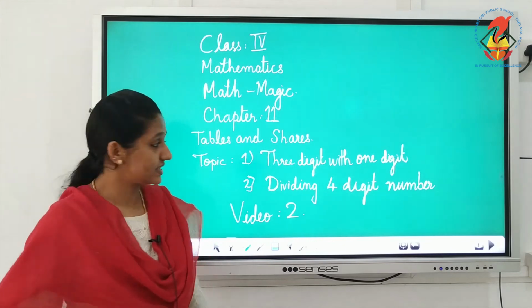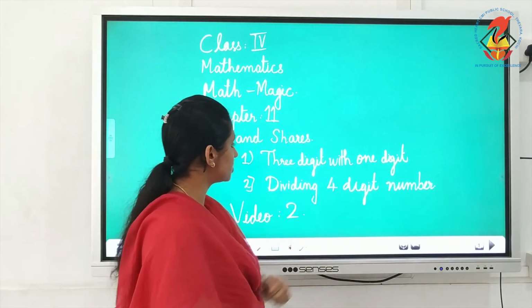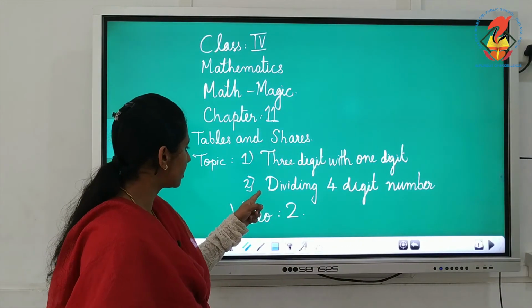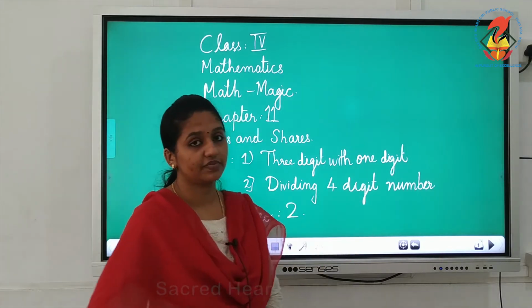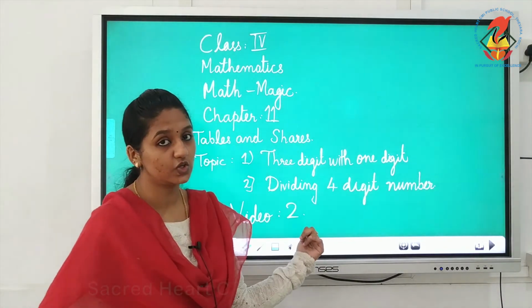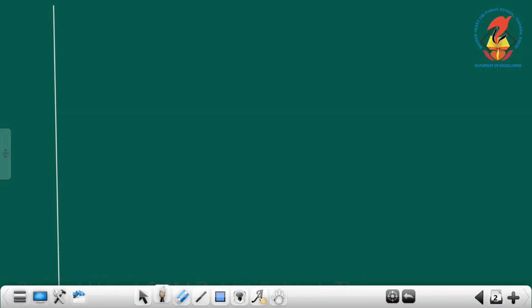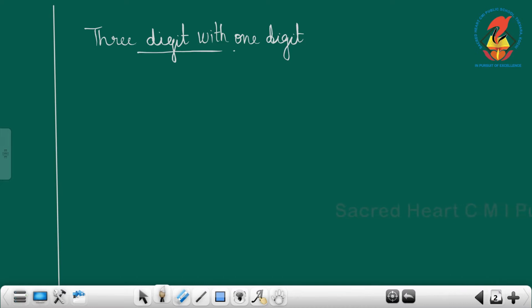Today we are going to discuss the topics 3 digit with 1 digit and another topic, dividing 4 digit numbers. This is video 2. So first question, 3 digit with 1 digit.